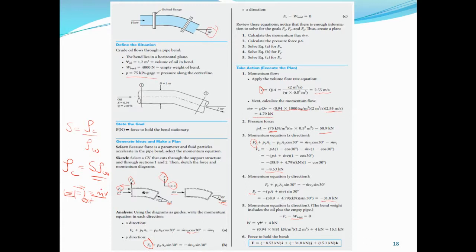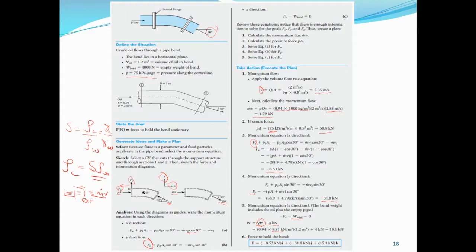Then in the z direction, we use the total weight: the weight of the crude oil plus the weight of the bend. We were given the weight of the pipe bend as 4 kilonewton, and to find the weight of the crude oil, we use the specific weight, which is weight over volume. So we multiply the specific weight by the volume to get the total weight of the crude oil. We get the specific weight by multiplying the specific gravity with the specific weight of water, using the same principle: S is gamma of crude oil over gamma of water. You remember chapter 2 under the properties.